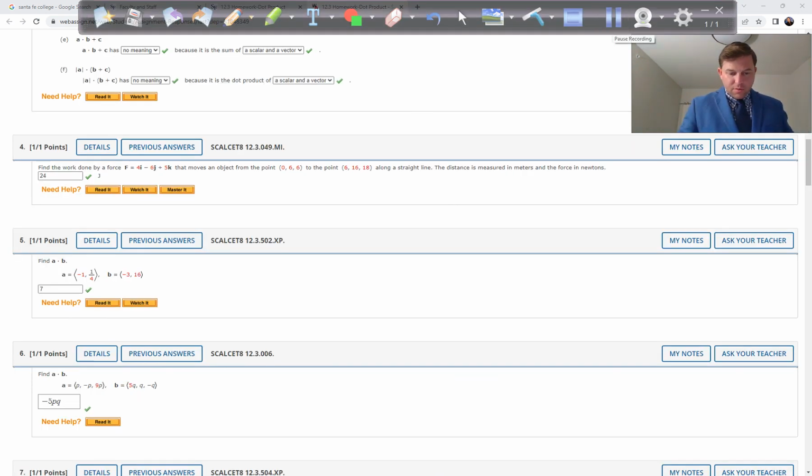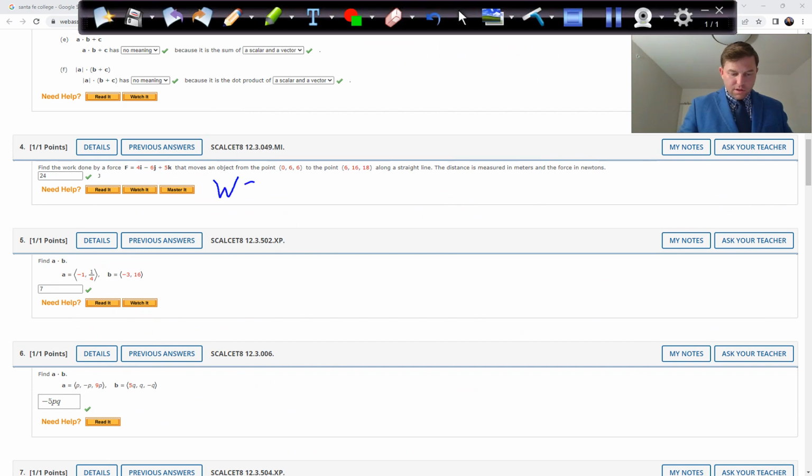Okay, for problem 4, it's a force problem, work actually. So work is equal to the force vector, we've actually seen this before, dotted with the distance vector. And they gave us a force vector. Notice this is a dot product, so work is going to be a scalar, just a number. The force vector in this problem is 4 in the I, minus 6 in the J, and 5 in the K. So 3 dimensionals dotted with.